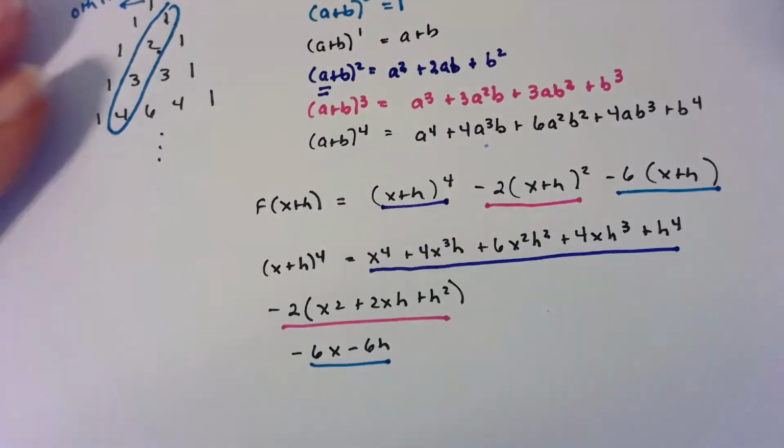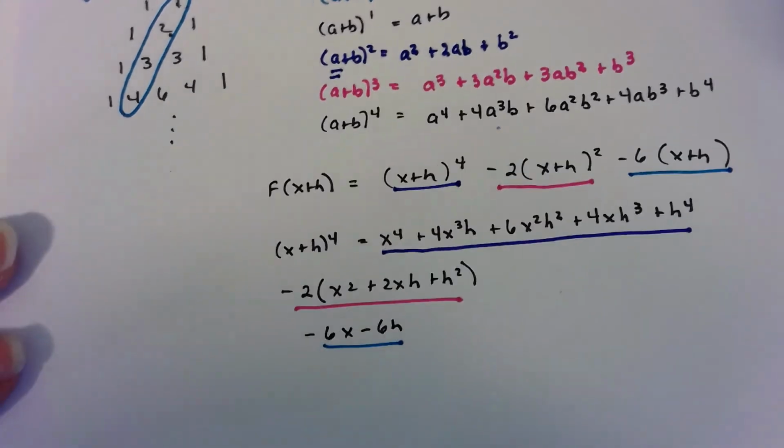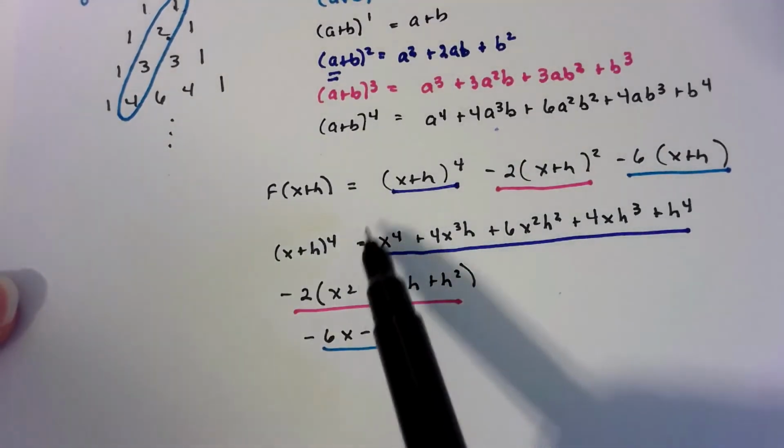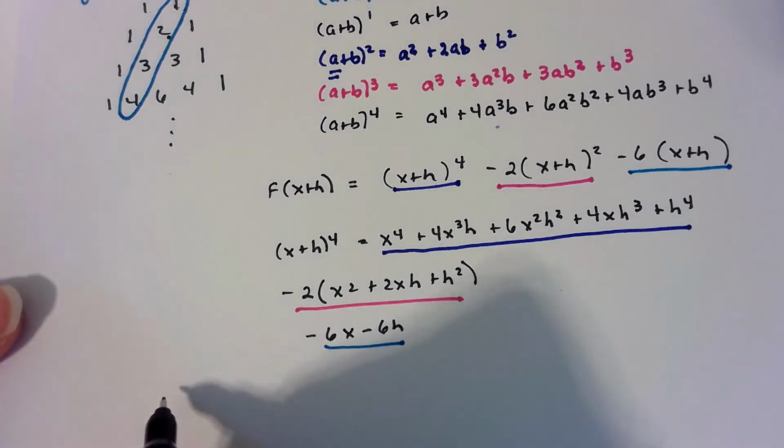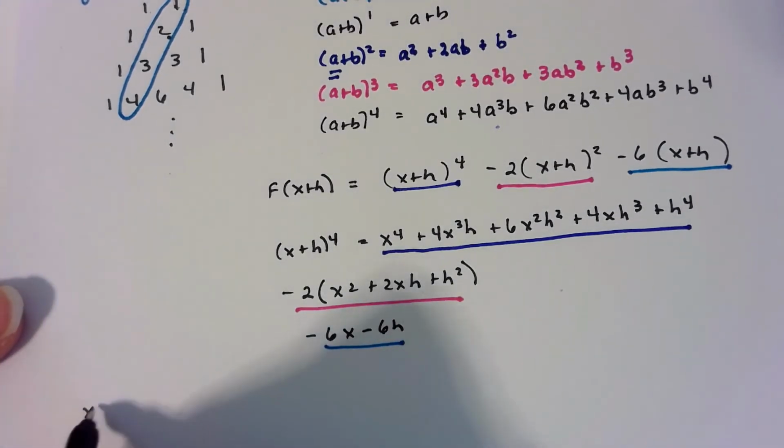So now I'm going to put this thing together. Okay, so all this mess is x plus h to the fourth. So let me move way over here. It's x to the fourth.